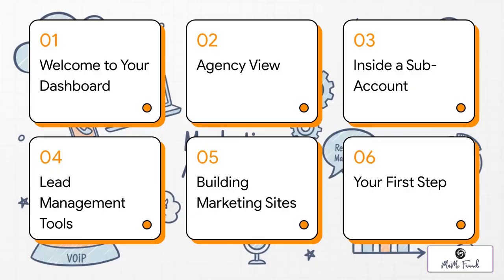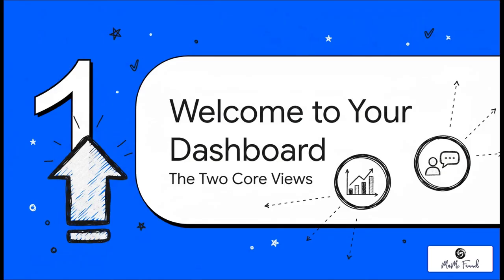So here's our game plan. We're going to walk through these 6 simple parts. We'll start with the dashboard, look at the agency view, then dive into a sub-account, check out the tools for leads and sites, and then talk about your next step. Simple as that. All right, first things first.